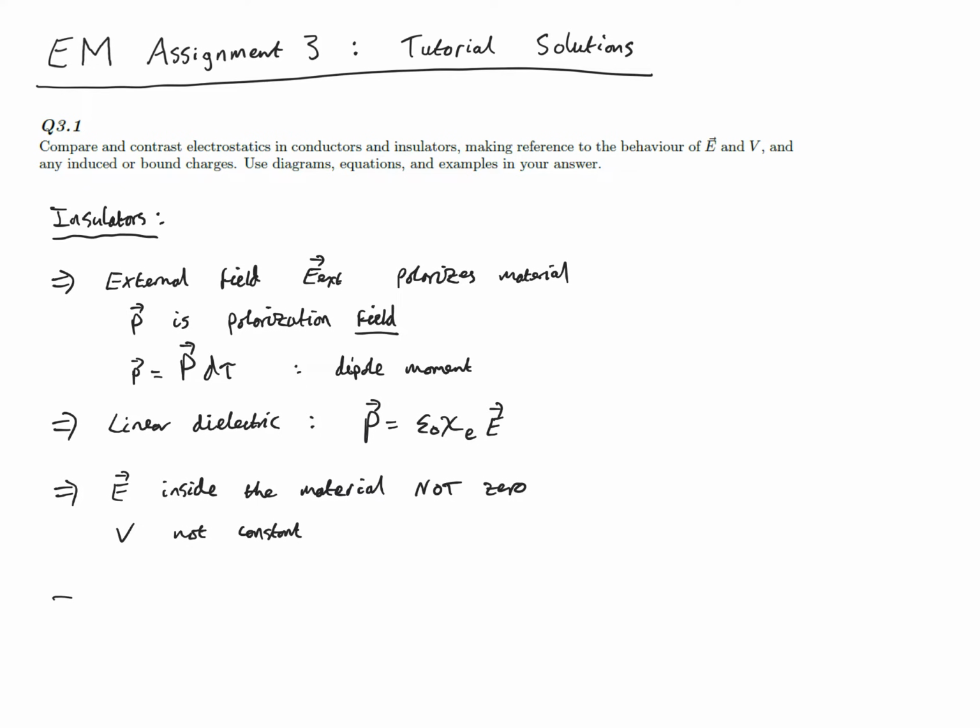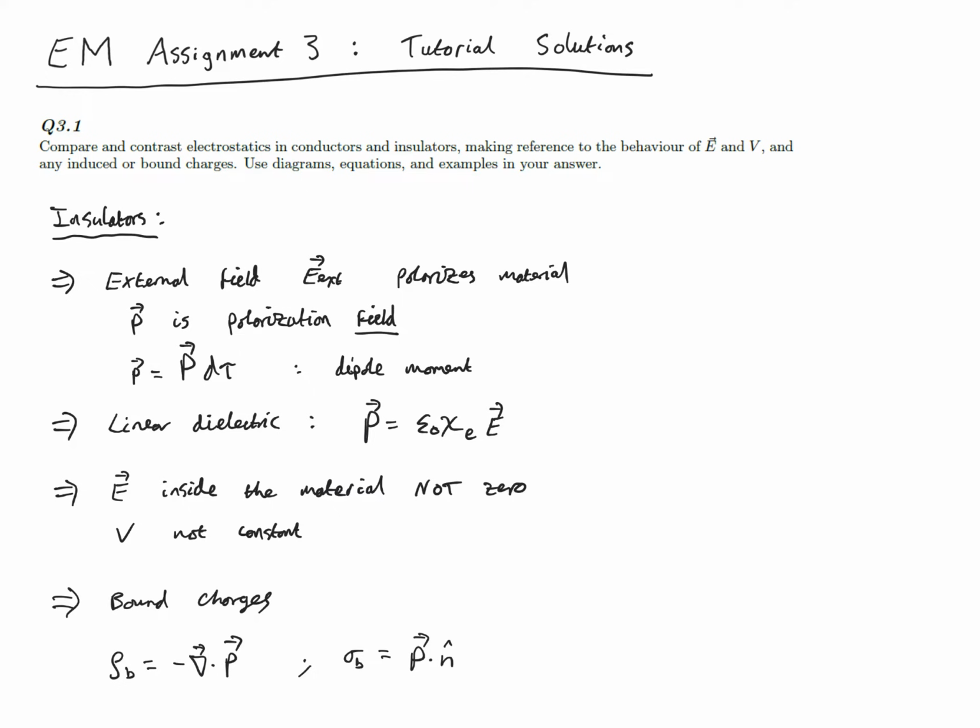So these bound charges, there's one for the bulk, rho b, and that's given by minus the divergence of the polarization field, and there's one on the surface, sigma b, b for bound, which is the polarization field at the surface dotted into the unit vector normal to the surface.